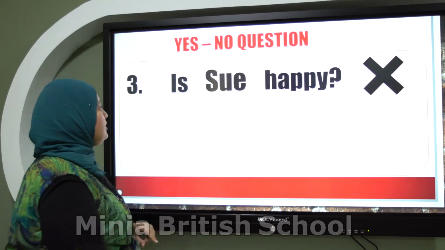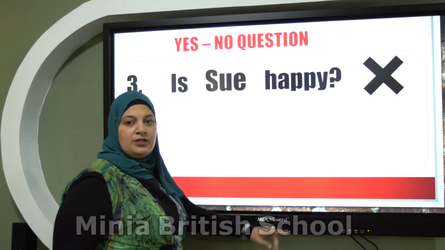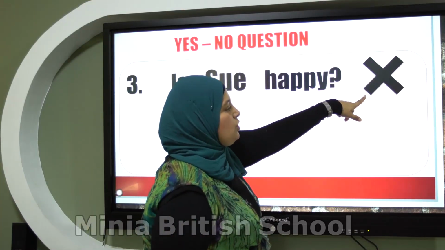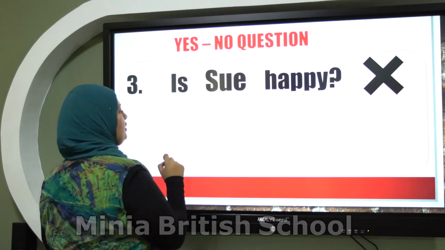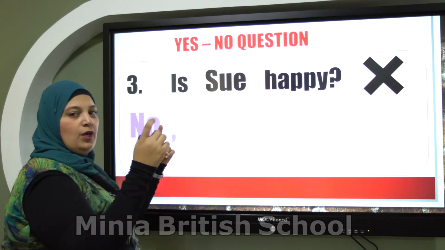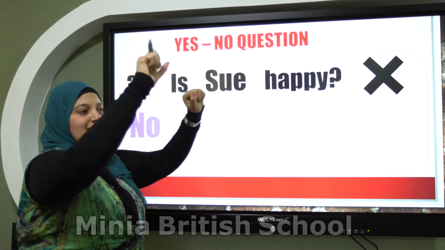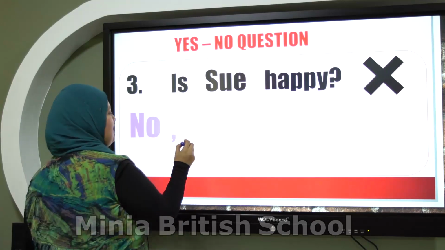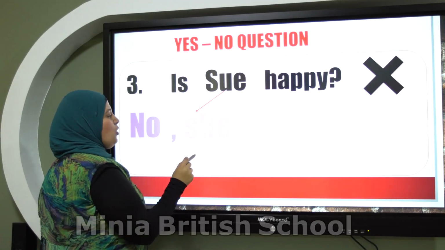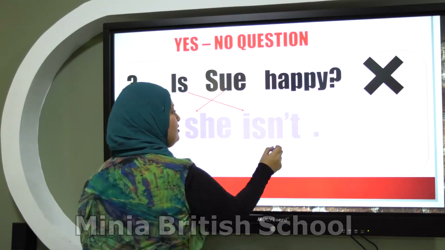Okay, this one. Is Sue happy? Do I have a picture here? No, but I have a sign. This is yes or no. This is no. So I will write no. After yes and no, comma. Then I will make what? Inversion. I will take is, I will take Sue. Is Sue will be she, and don't forget, no has a small sister, isn't. The full stop at the end.